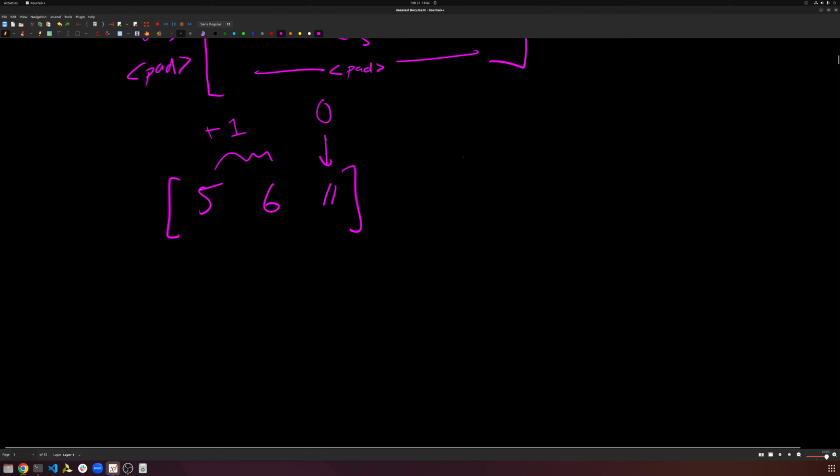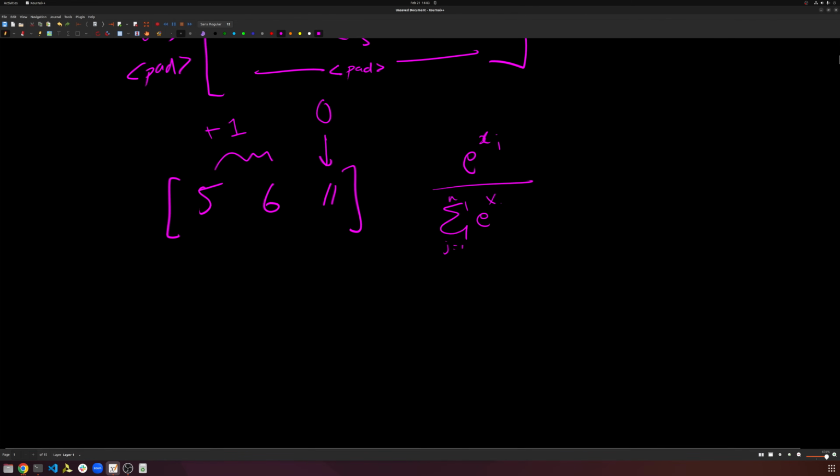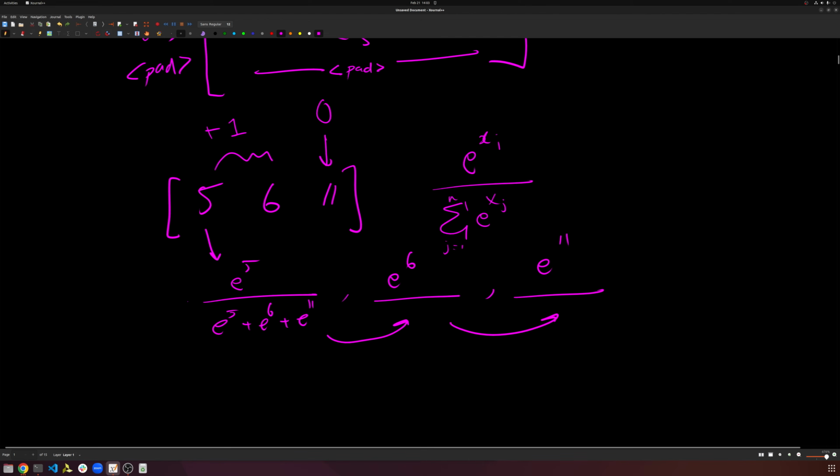So softmax, if you remember, is e to the power xi divided by the sum over j equals 1 to n of e to the xj, right? So in our case, this would be e to the power 5 divided by e to the 5 plus e to the 6 plus e to the 11. That would be this value here, softmax. And the next one will be e to the power 6 divided by the same denominator. And the next one will be e to the power 11 divided by the same denominator. And notice that when you add all these three things together, the sum of them will be 1. So it is a probability vector.